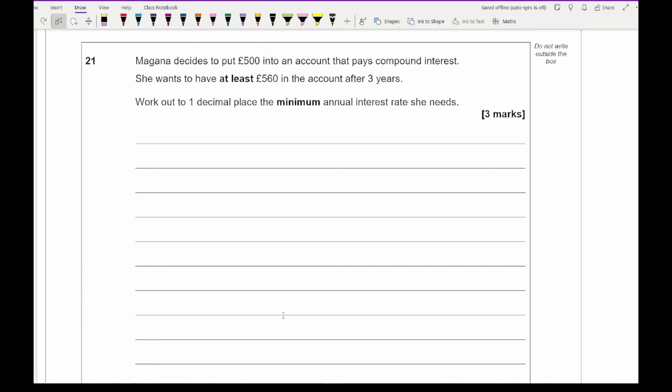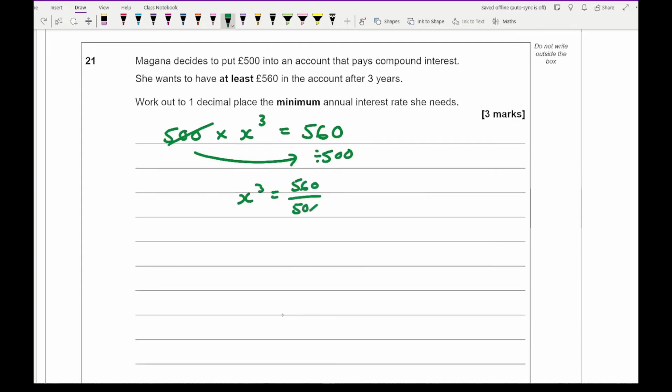So let's first of all set out the compound formula. So we've got £500 initial amount. We don't know what the decimal multiplier is going to be, so we're just going to call that X. We know the time period is 3, and we want an answer where it's going to be bigger than 560. So what we then need to do is rearrange this to make X the subject. So if I take the 500 over to the other side by dividing, I end up with X cubed equals 560 over 500, and then making X the subject, I cube root that answer, in which I get an X value of 1.03849 and so on.